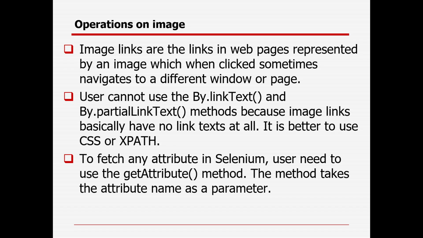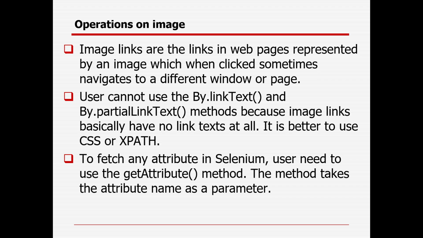So images. Image links are links in web pages represented by an image, which when clicked by the user sometimes navigate to a different window or page. So the user cannot detect these images with the help of the link text or partial link text, though the link is still attached. So it is better to identify those images with the help of CSS or XPath. And after that you can click on the images in case a link or hyperlink is there.